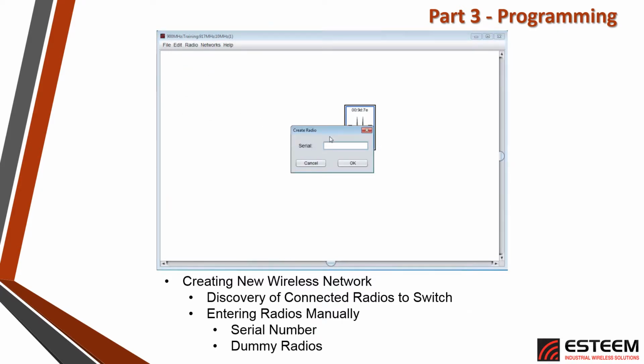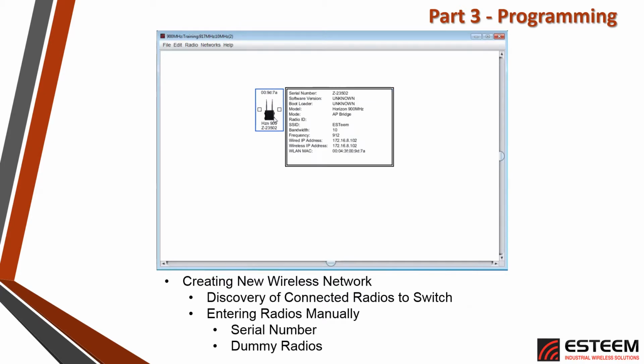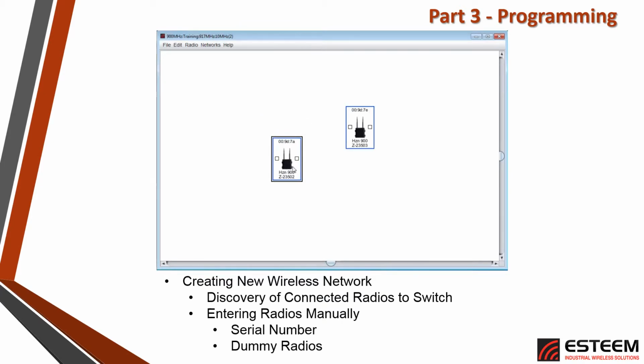It's not necessary that we enter the entire serial number. Really all that's necessary is the numbers themselves. So the serial number for the repeater is Z23502. So we're just going to type in the numbers 23502, press OK, and it will then make a new radio much in the same way.